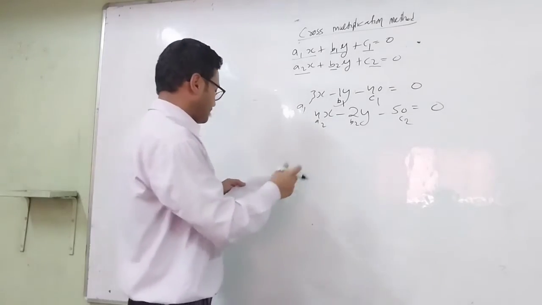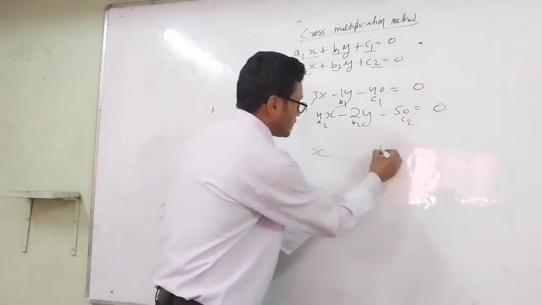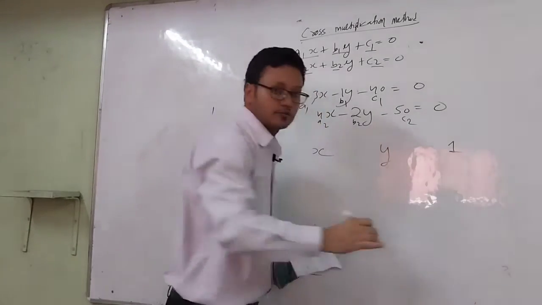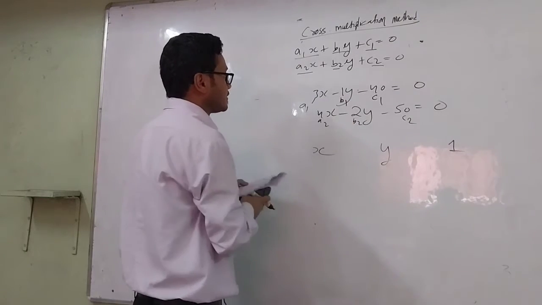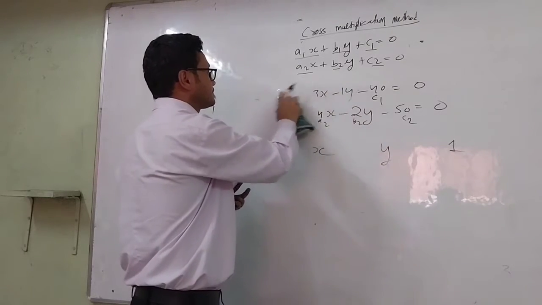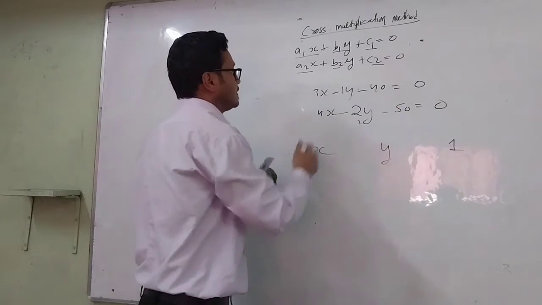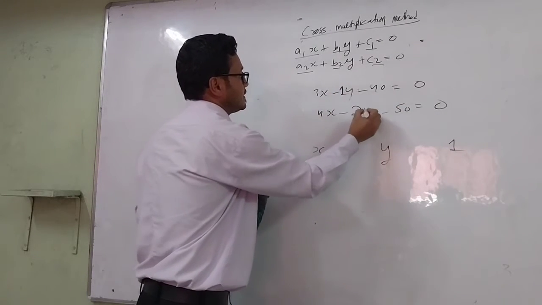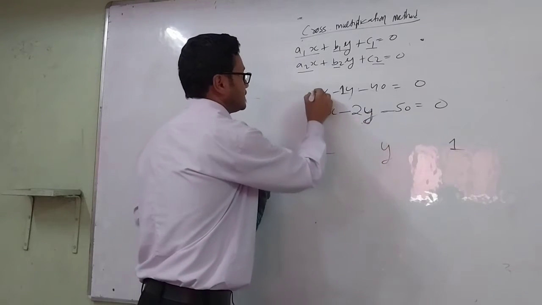Okay, now see, first of all just write x, and just write y, and just write 1. First we have to write like that only. Now x, okay, I'll just rub this one, this one, this one, this one. Okay, this is 1y, this is y only, minus, and this is minus 50.